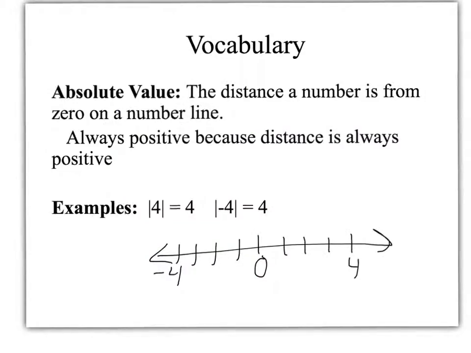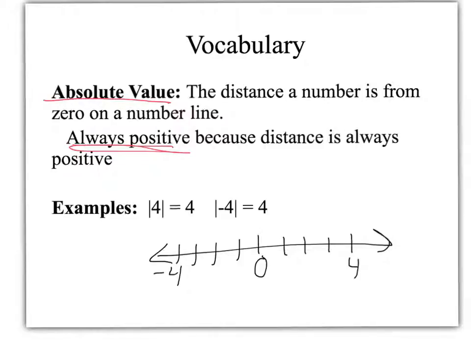Here is our vocabulary, and then there's a little bit more later on, but absolute value, hopefully that's something you remember from last year. Absolute value is just the distance a number is from 0 on a number line. The easiest way to remember this is that the absolute value always becomes positive because a distance always has to be positive. Like when you're walking, whether you're walking to school or from school, it's two different directions, but the actual amount of steps you take would be a positive amount.